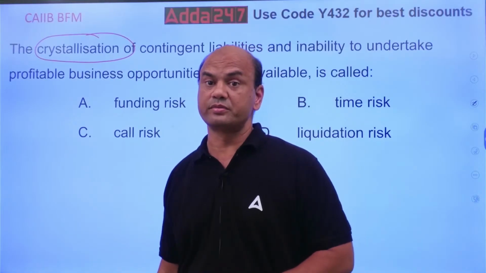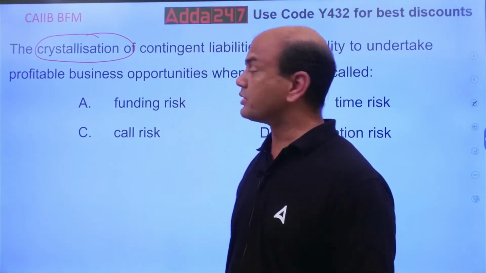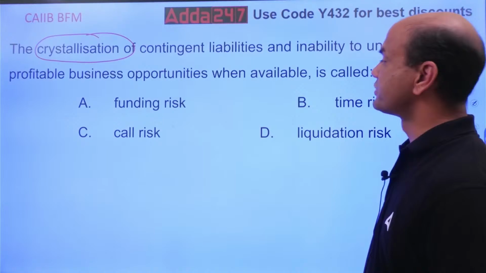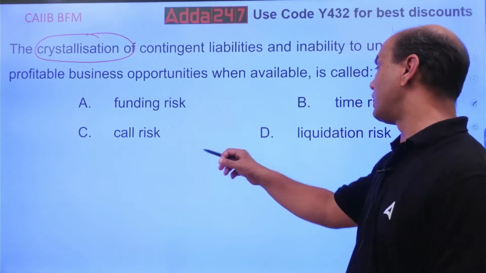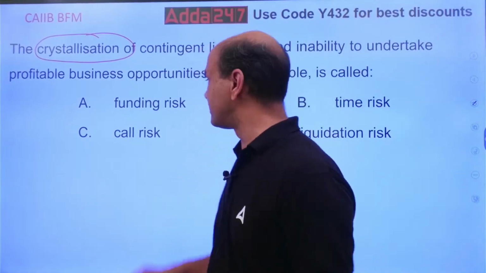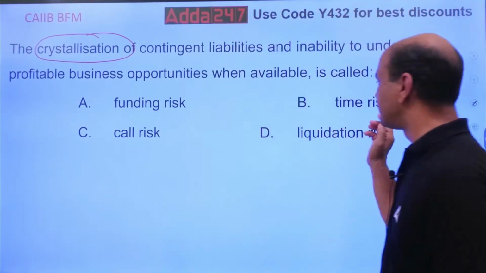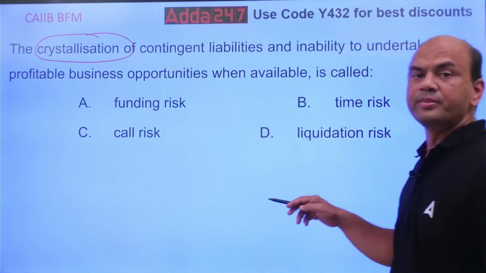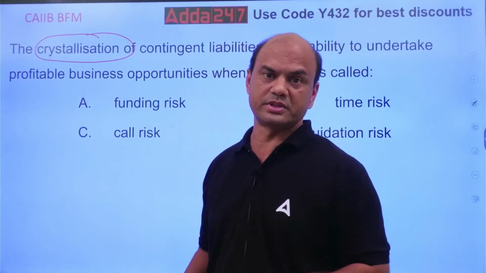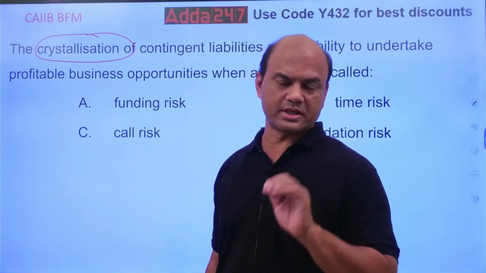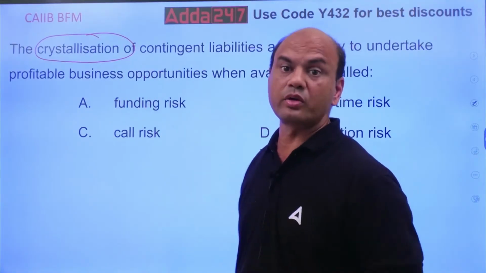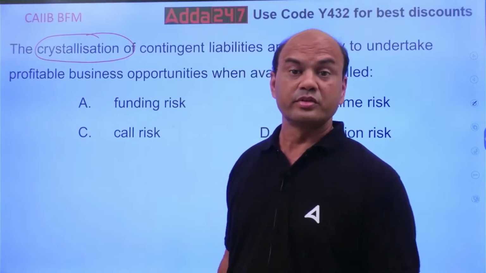So in that case, what do we do? That is known as crystallization. Now whenever such a thing happens, this is called which risk? Funding, time, call, or liquidation. Now what is call risk? I'll specifically speak about call risk because funding I have already spoken about, time risk I have spoken about, and liquidation I told you. Call risk I have given you the idea: whenever the issuer calls back the bonds, that is called call risk. Same thing happens with LCs. Here you are calling back for payment. So that is called call risk.